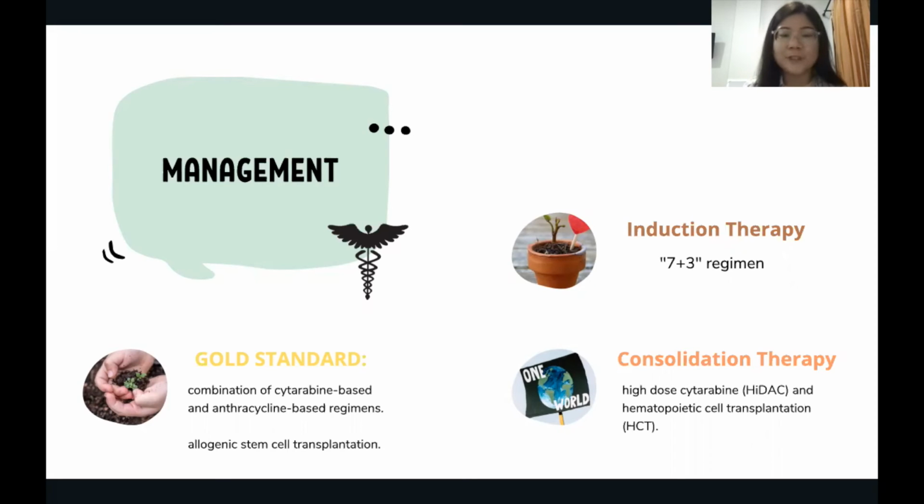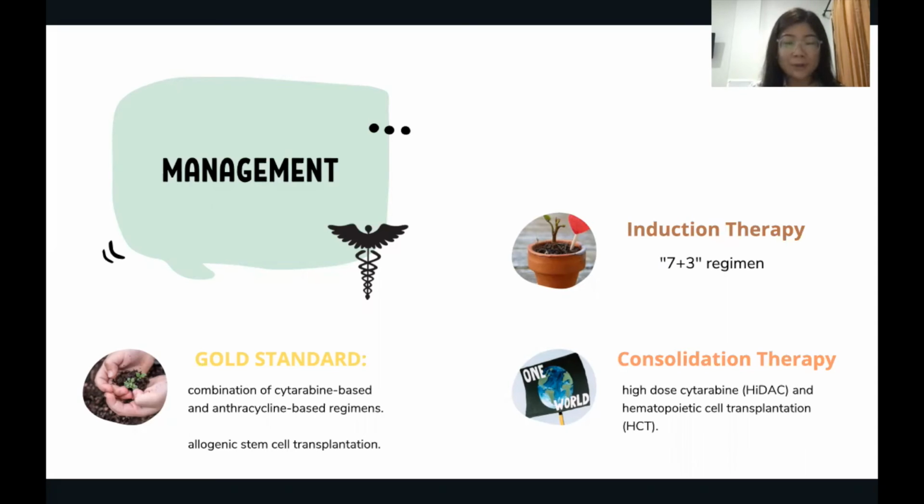Induction therapy, as the first phase of therapy, aims to eliminate as many leukemia cells as possible in the shortest time. It consists of the 7+3 regimen, which is a continuous injection of cytarabine for 7 days, accompanied by administration of anthracycline on the first 3 days.